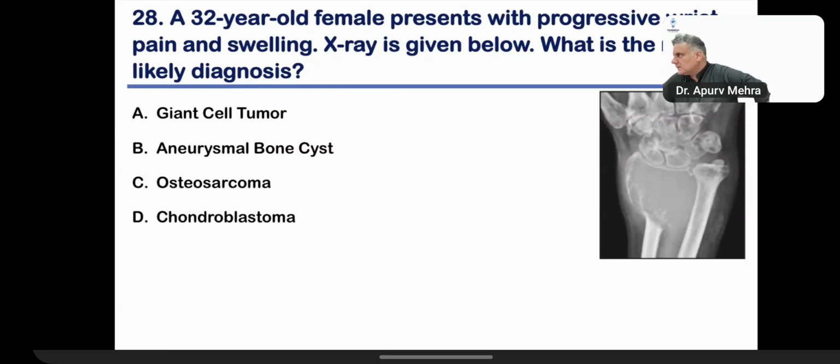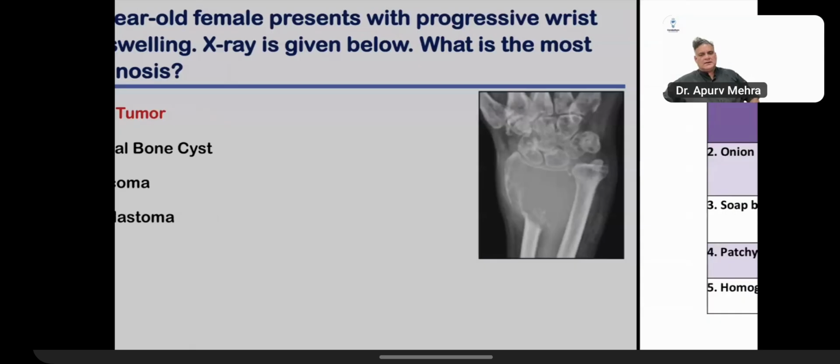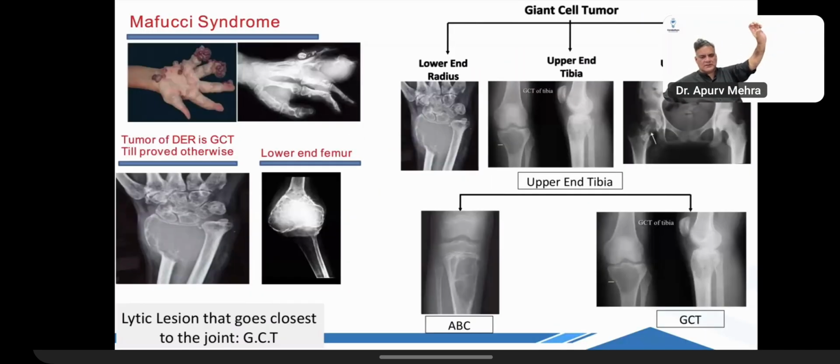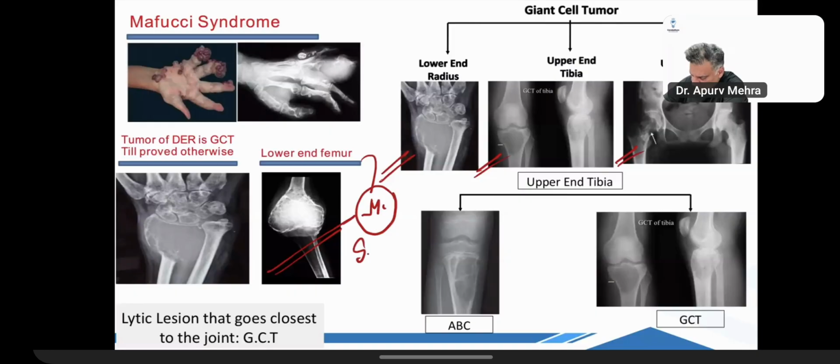What is this? Lower end radius, lytic lesion going to the bony end, the joint. Giant cell tumor. There is no other tumor which goes right up to the joint. Also called osteoclastoma. They can show you lower end radius, upper end tibia, upper end femur, but the commonest site of GCT is the lower end of femur.